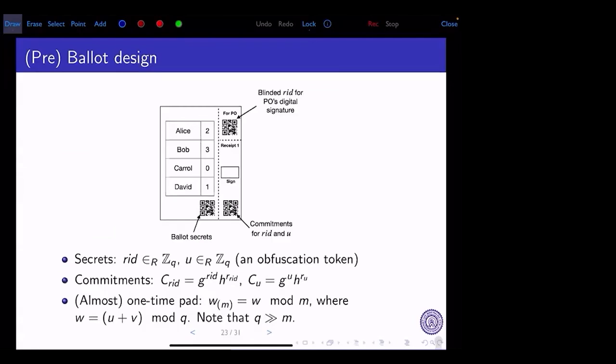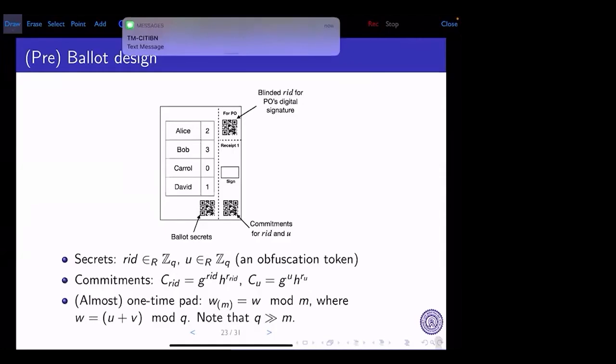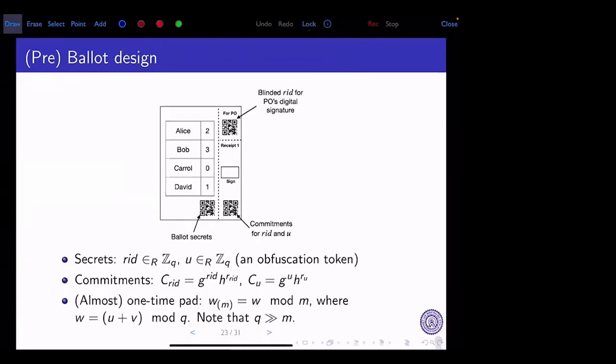Now, the Indian EVM does not give the proof, and hence, it is not verifiable. So any verifiable system will have to give a proof that I have recorded your vote correctly. So the ballot has changed a little bit. It's not a ballot, because now you're pressing a button. So it's a pre-ballot. So it's still a paper. This part has still the CRID, exactly the same for the polling officer. This part has the commitment for the RID, which is CRID, and has a commitment CU for an obfuscation token U. Right? So I'll tell you what the obfuscation token is for.